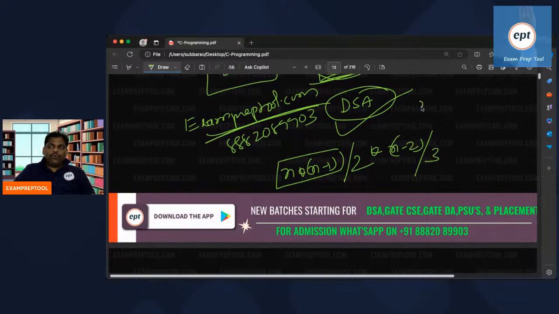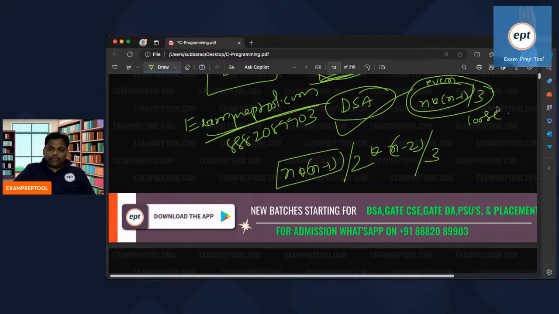If you do n into n minus 1 and then divide by 3, it became an even number. Even number by 3, you will lose data. See, lastly what happened, I don't know. Samanth, lastly I don't know what will happen. You may lose, you may not lose. You can verify properly.